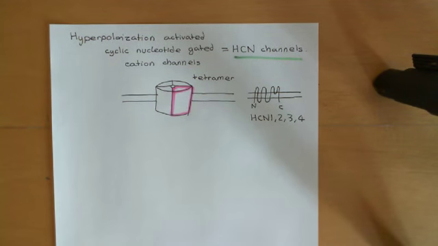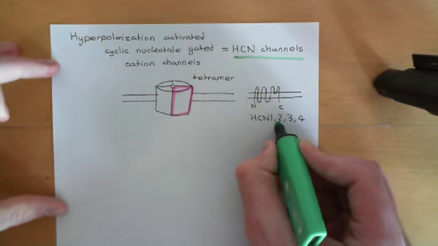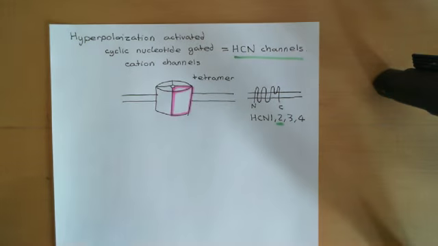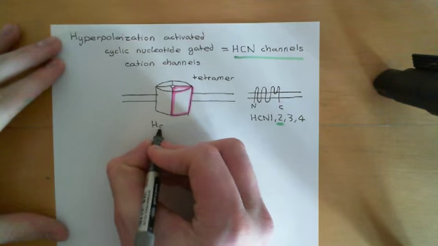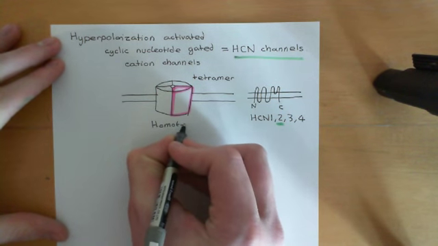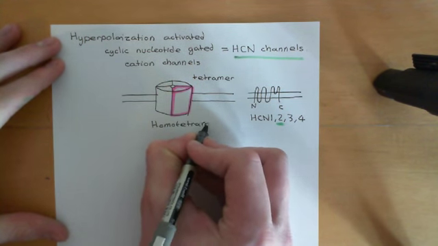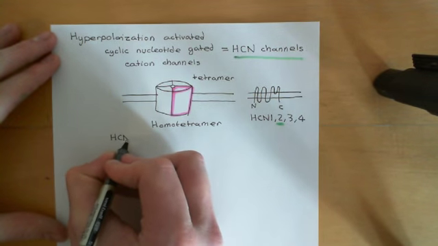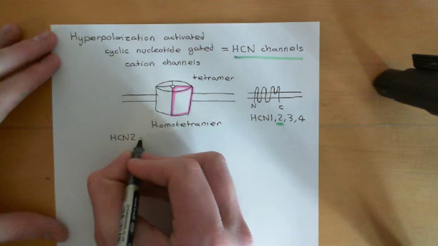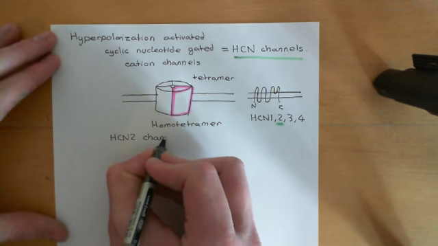The type of HCN channel that is going to be extremely important in setting up the rhythmic action potentials firing along these polymodal nociceptors is going to be HCN2. So we're going to be talking about HCN2 homotetramers, where you have put 4 HCN2 subunits together to make a homotetramer, and that's your HCN2 channel. These are the ones that are extremely important in the polymodal nociceptors.